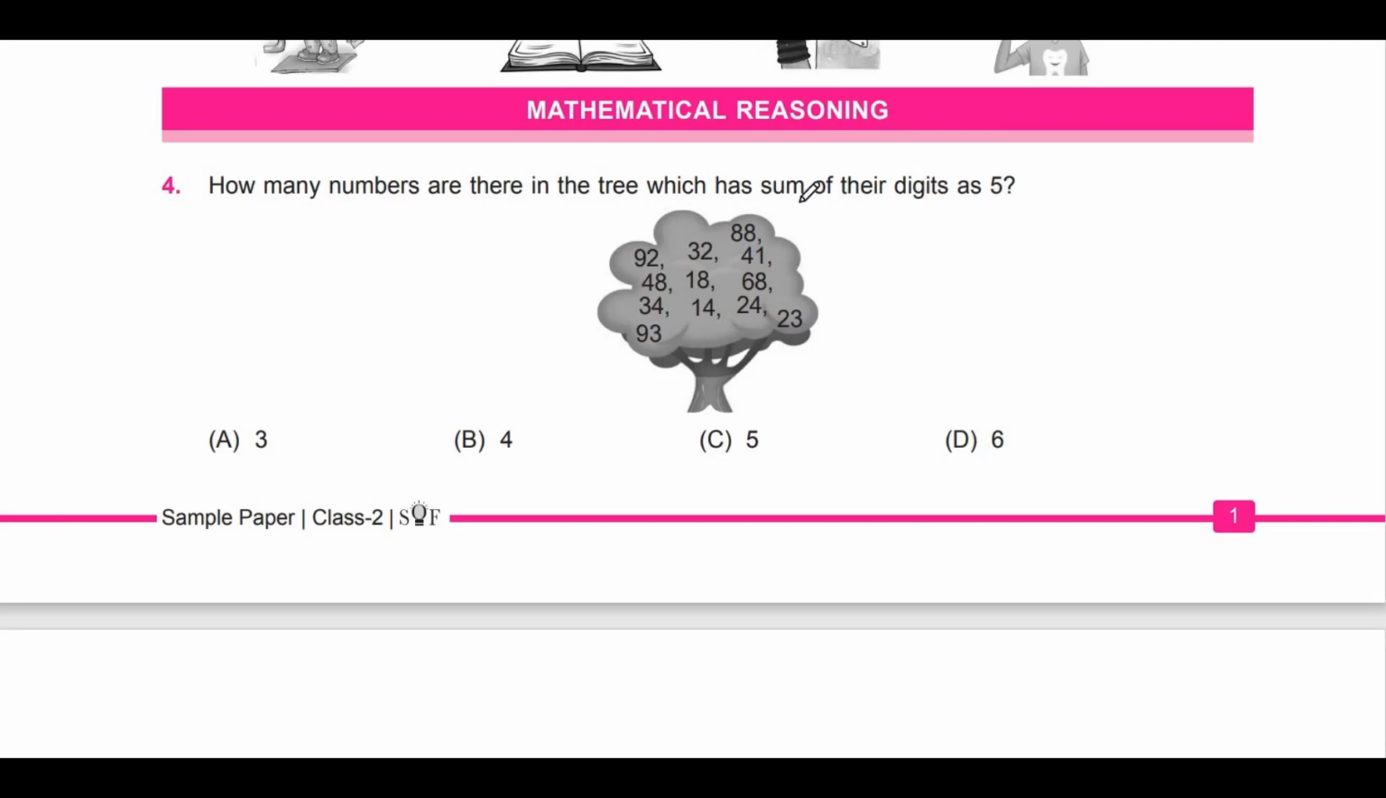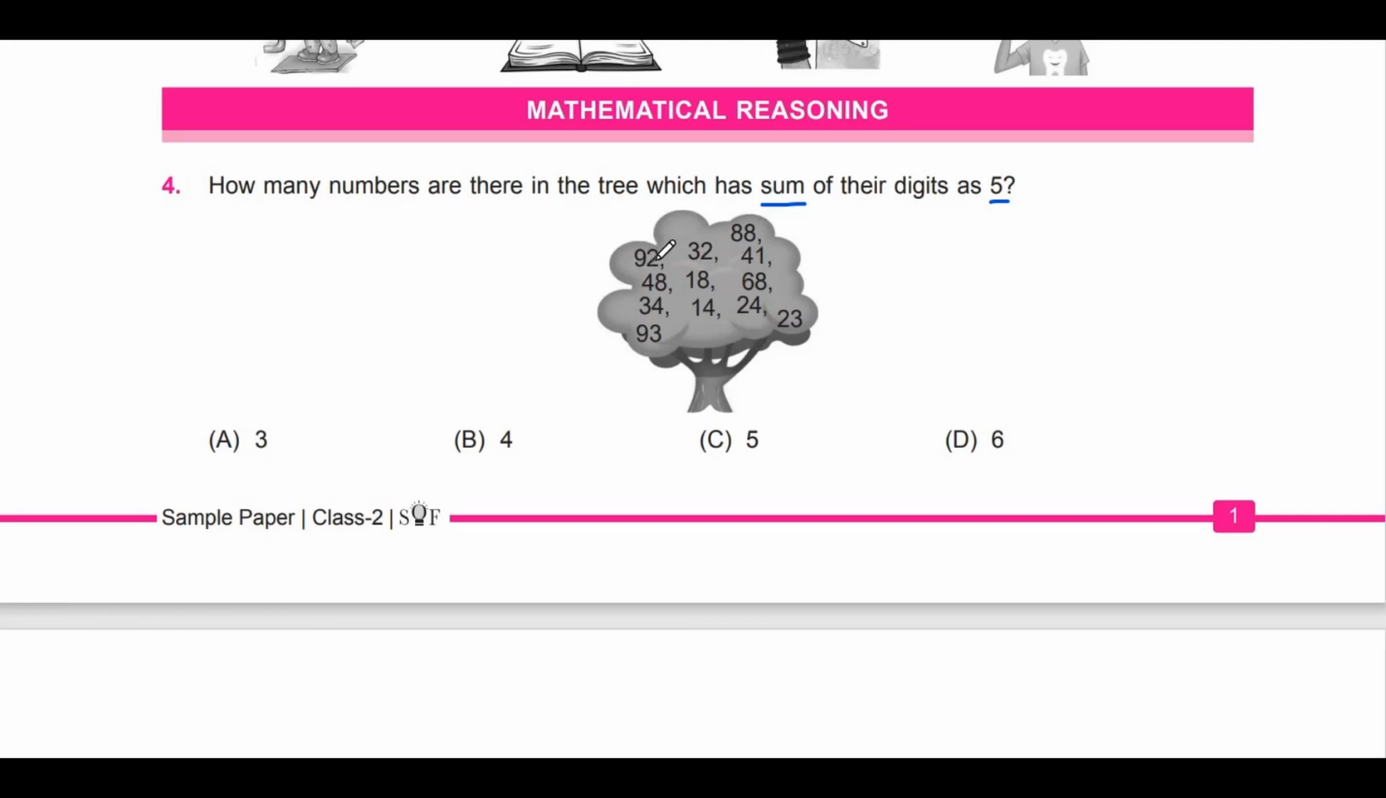So here we have to find the sum of the digits. Sum of the digits means you have to add up the digits here. So let's see 92 first. 92 means you have to add up these two digits. Whenever the word sum comes, it means add up. When you add the digits, you should get 5. Now let's see the numbers given inside the tree.